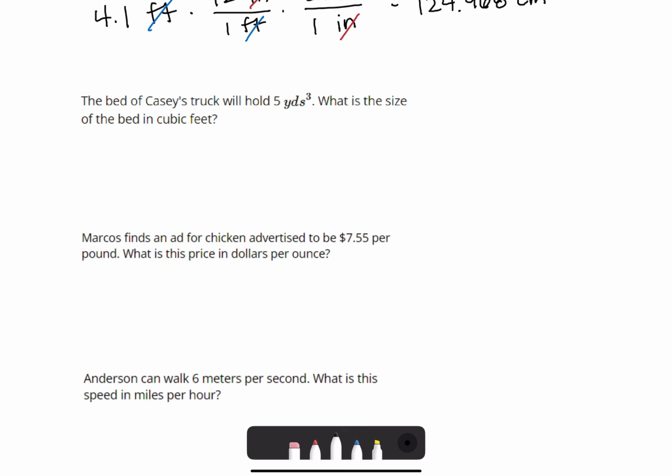Okay, then we have the bed of Casey's truck will hold 5 cubic yards. What is the size of the bed in cubic feet? So again, 1 cubic yard is 27 cubic feet. So this time, instead of going from cubic feet to cubic yards, we're doing the opposite. And you just multiply those, and you should get 135 cubic feet is the capacity.